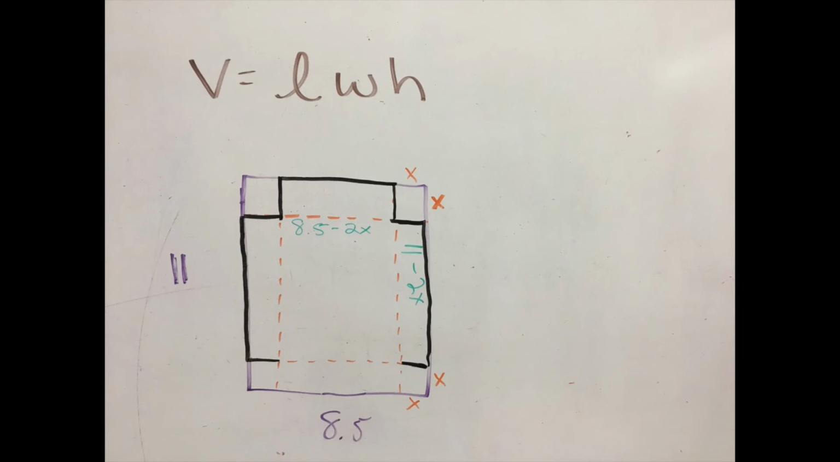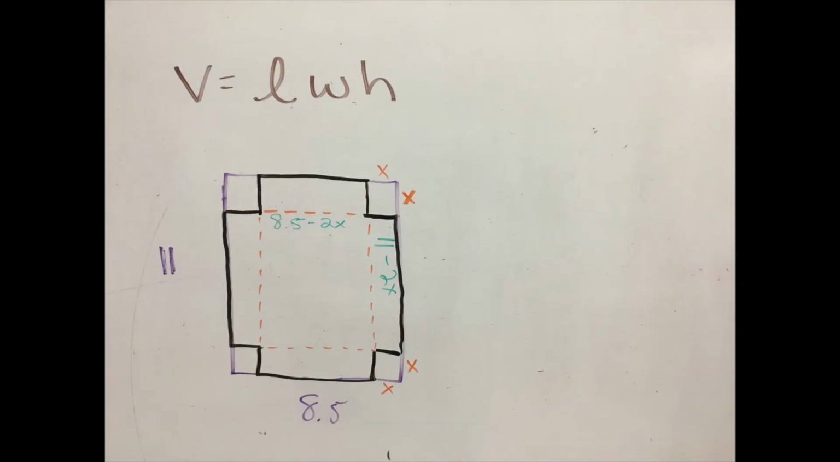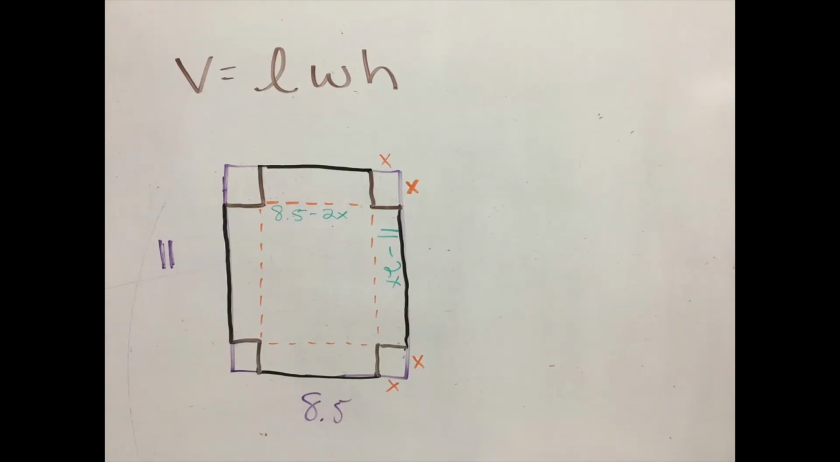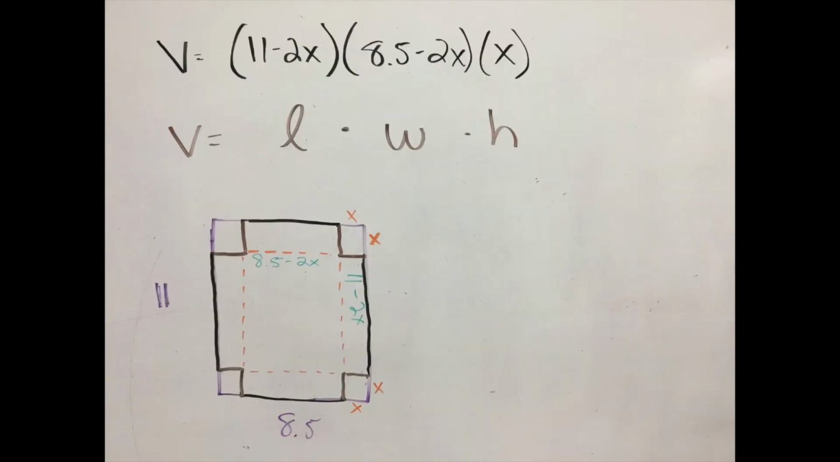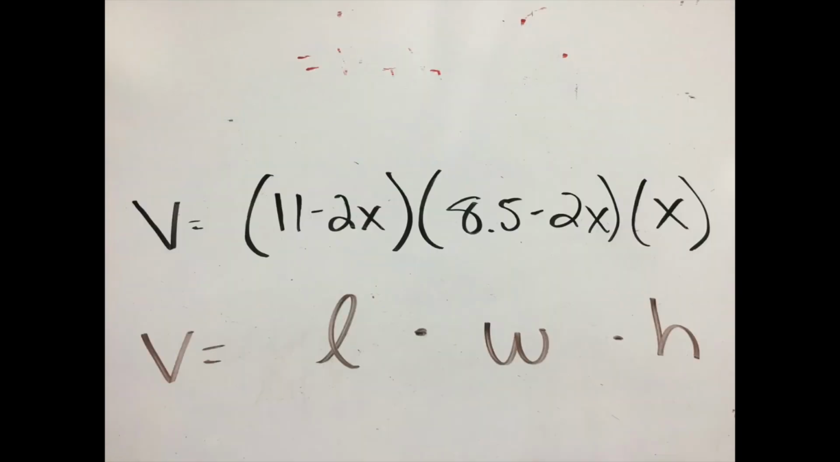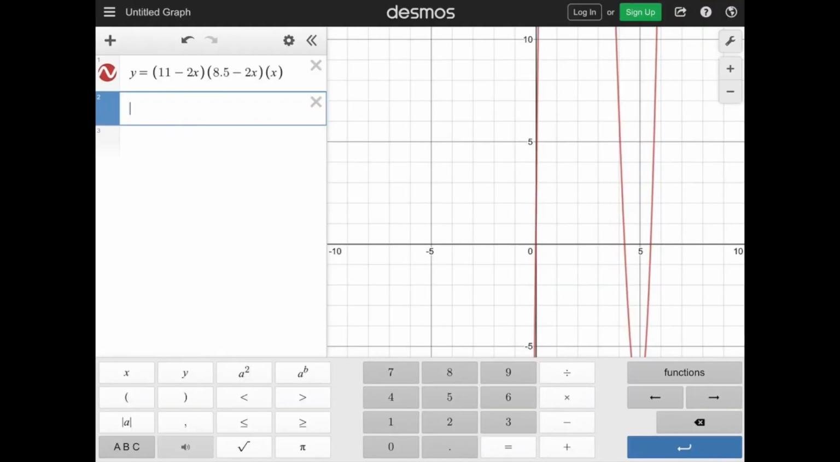And then here you look at what I have drawn black. That is what you fold up. And then if you look at what's brown, that's the actual height of the new prism. And so x is the height of the prism. And then the 11 minus 2x is the length. The 8.5 minus 2x is the width.